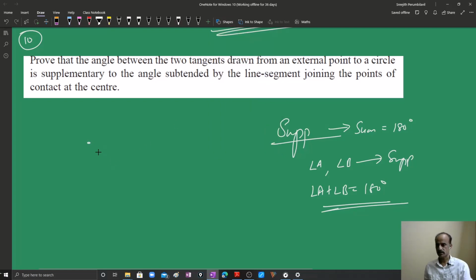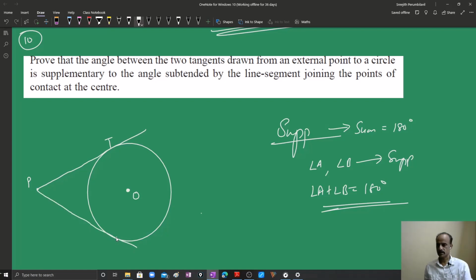So let us consider a circle with center O, and there is a point P. There are two tangents drawn, PT and PS, from an external point to the circle. The points of contact are these, so I'll join them with the center.